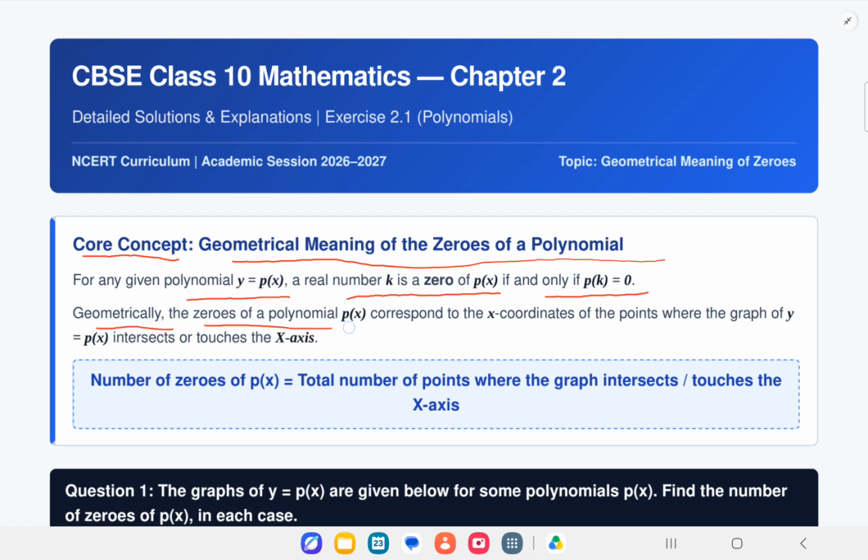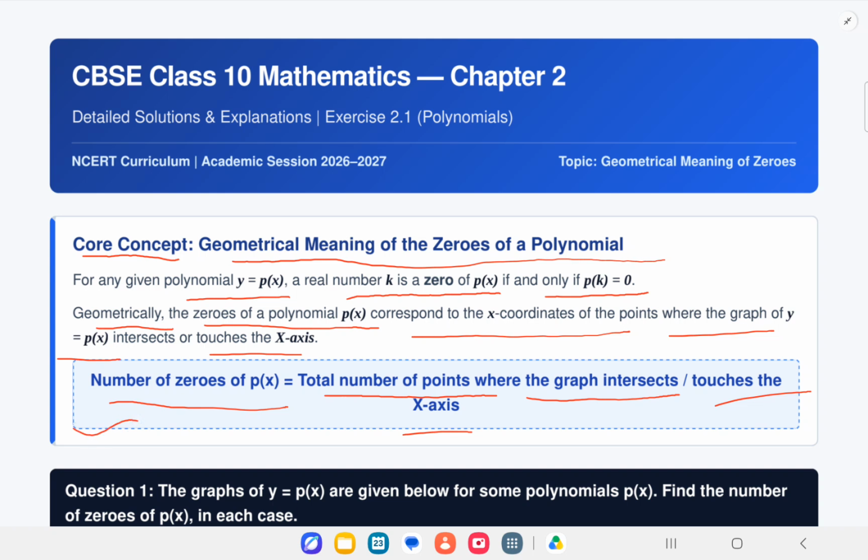Geometrically, the zeros of a polynomial p(x) correspond to the x coordinates of the points where the graph of y is equal to p(x) intersects or touches the x-axis. So the formula becomes: the number of zeros of p(x) is equal to the total number of points where the graph intersects or touches the x-axis. So this is the formula, you should also learn it. Now we will solve it by taking questions.